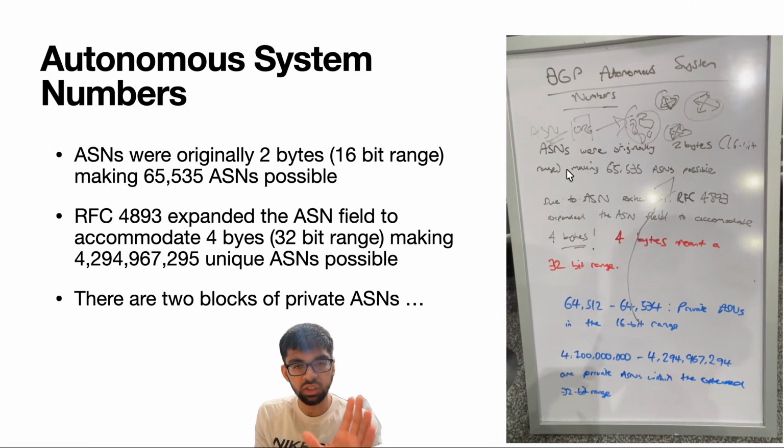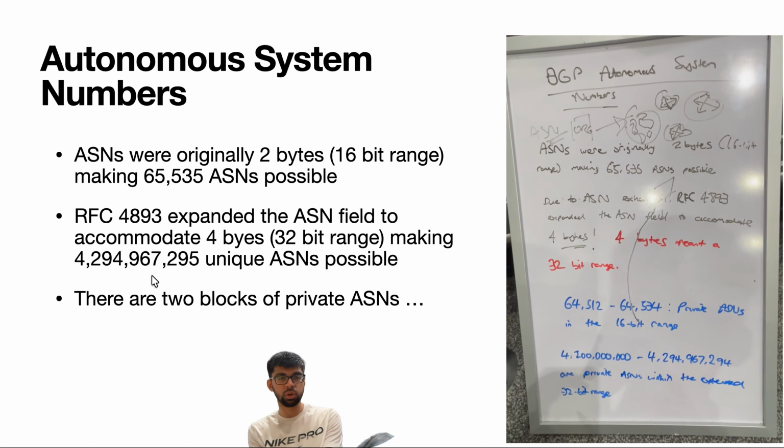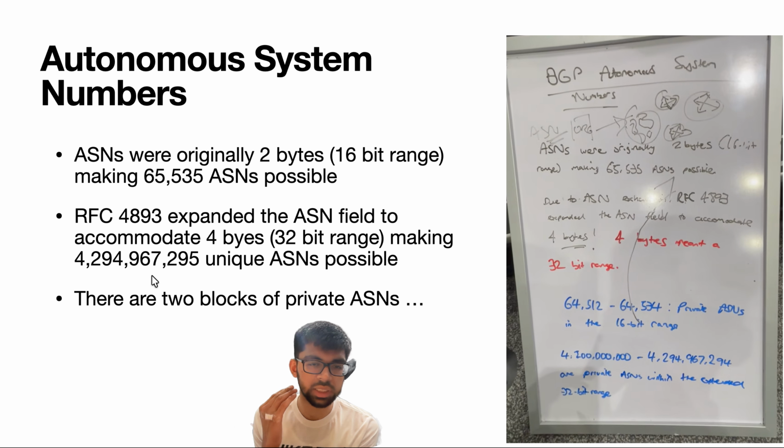Making 65,535 ASNs possible. Now RFC 1493 expanded this field to accommodate 4 bytes, 32 bits. So that made circa 4.3 billion unique ASNs, 4,294,967,295 unique ASNs possible. So we get circa 4.3 billion ASNs from a 4 byte field, a 32-bit range.